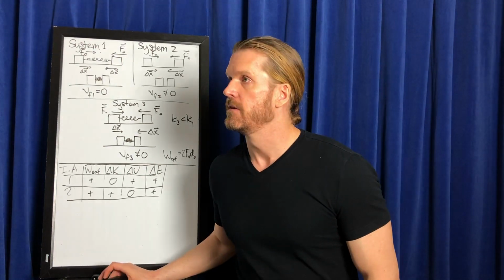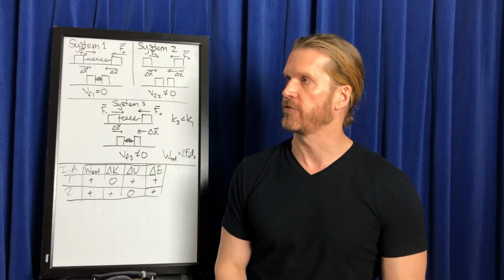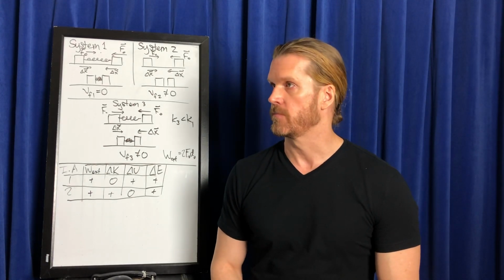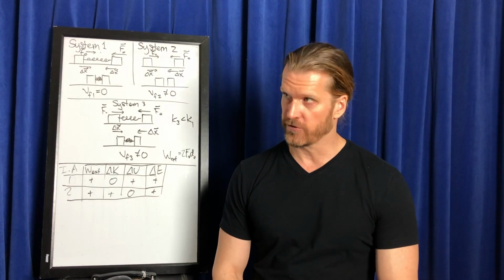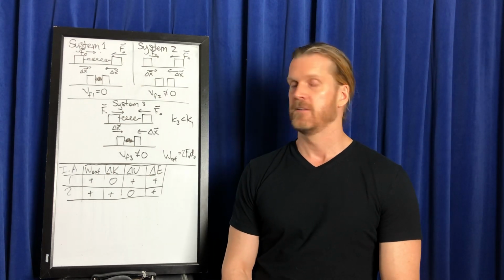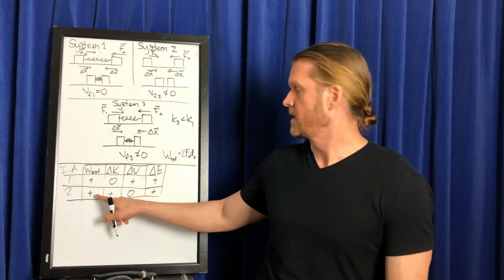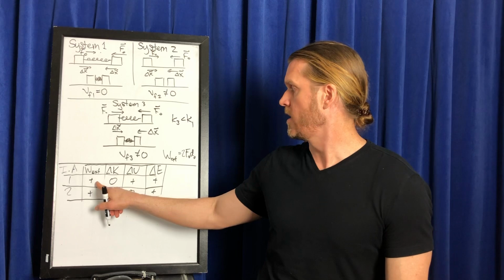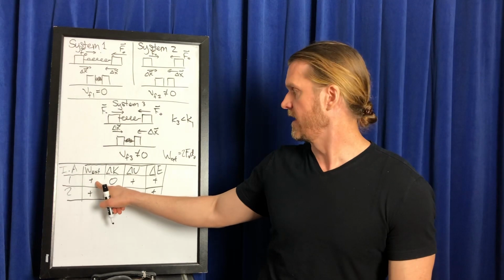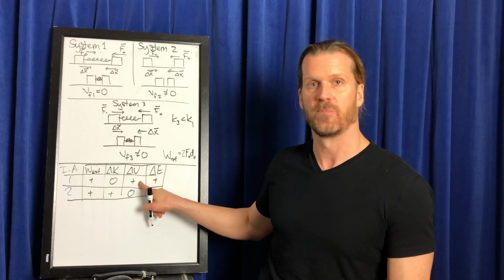Okay. Now in part B, it says consider the student statements. One statement is right and two of them are wrong. Student 1 says the net work done on a system is always equal to the change in kinetic energy of that system. Student 1 is incorrect. You can see that for system 1, we had work and it gave us no change in kinetic energy. Instead, it changed the potential energy.